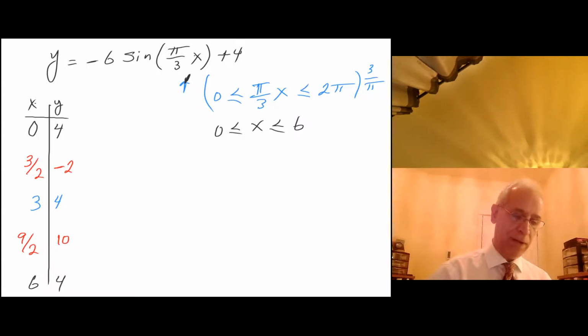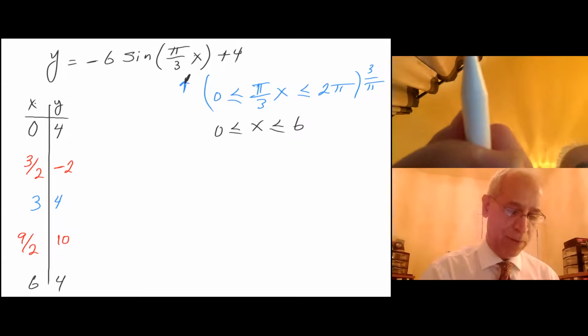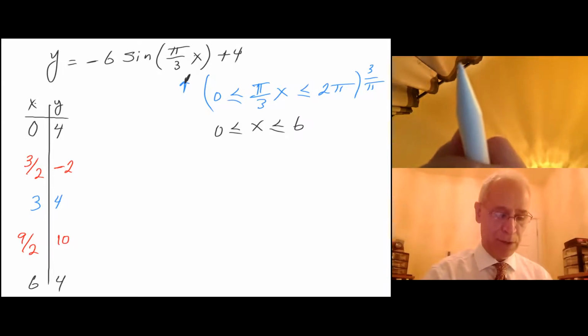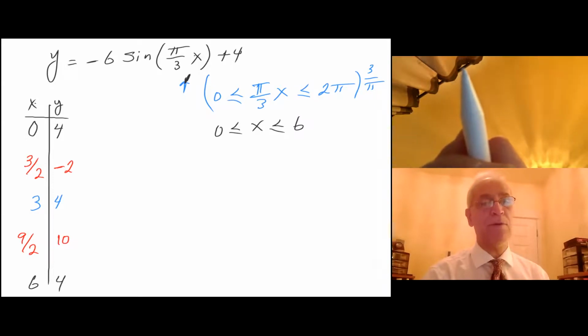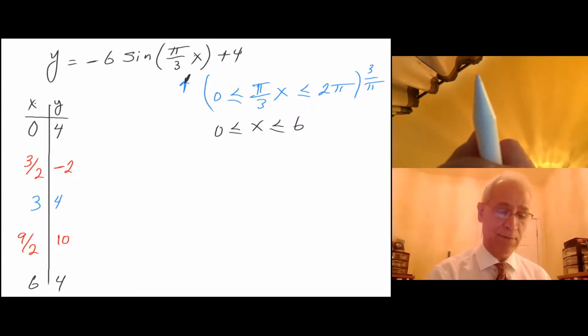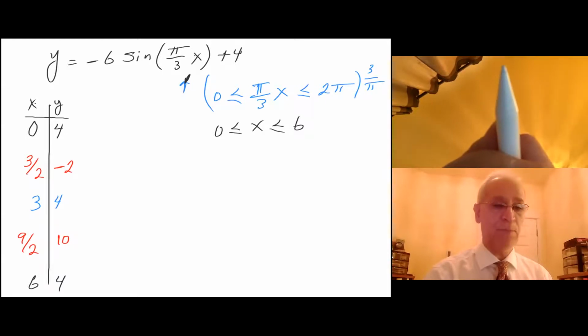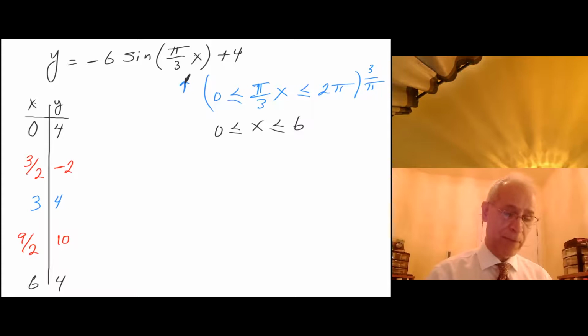Now, let's say I plug in 3 over 2. Pi over 3 times 3 over 2 is pi over 2. Sine of pi over 2 is 1. 1 times -6 is -6, plus 4 is -2. Then plug in 3. Pi over 3 times 3 is pi. Sine of pi is 0, times -6 is 0, plus 4 is 4.